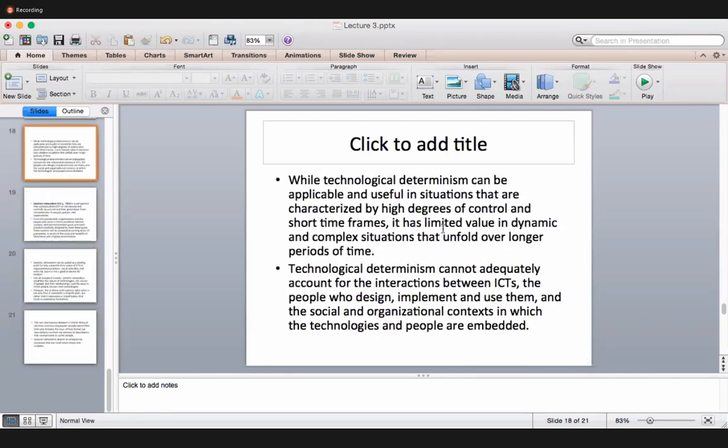While technological determinism can be applicable and useful in situations that are characterized by a high degree of control and short time frames, it has limited value in determining complex situations that unfold over a large period of time. And that is true. So you see, the people here are saying, okay, this is what we want because it is the one that we need, this is the one that we have. But what happens when different players come in? There can be a change. And you have actually seen that some systems are changing quite often as the technology itself changes. And that is the reality.